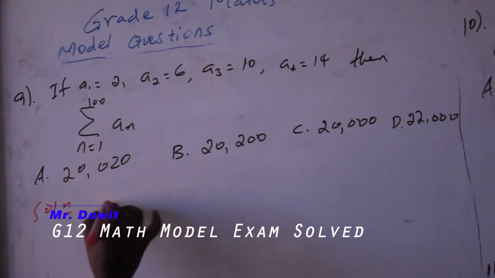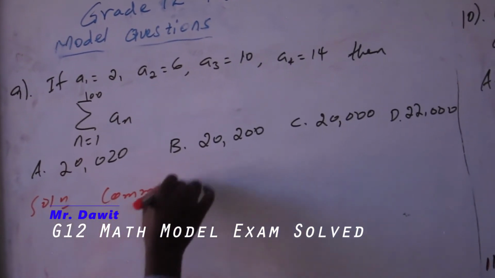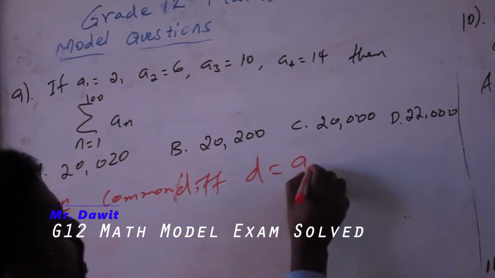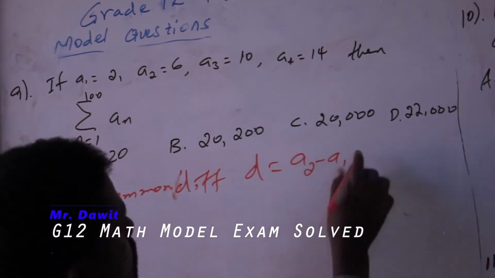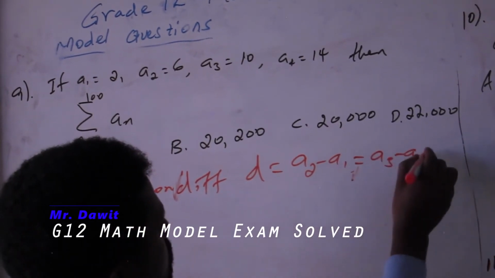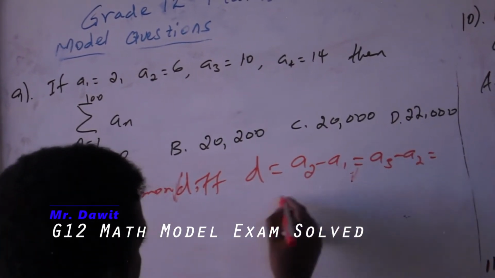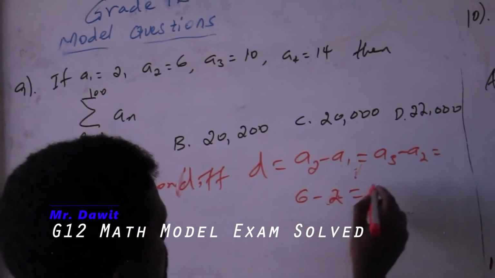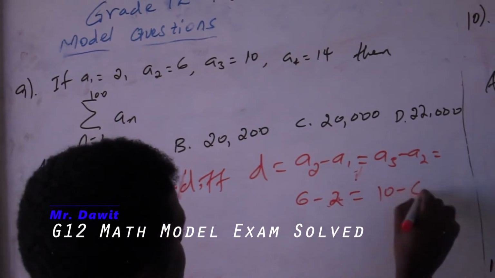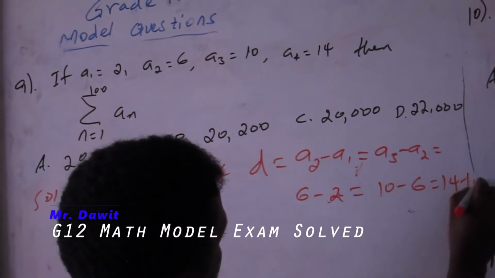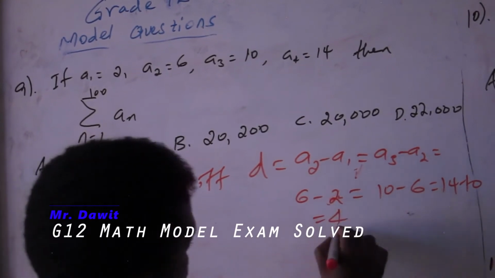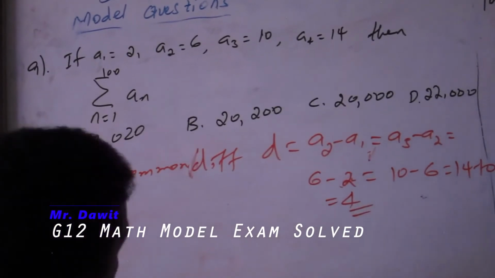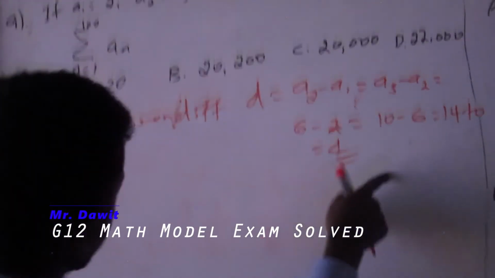The common difference D is equal to a2 minus a1, which is equal to a3 minus a2, and it goes just like this. So that is 6 minus 2, which is equivalent to 10 minus 6, which is equivalent to 40 minus 10, all equivalent to 4. So our common difference is 4. So this kind of sequence is an arithmetic sequence.